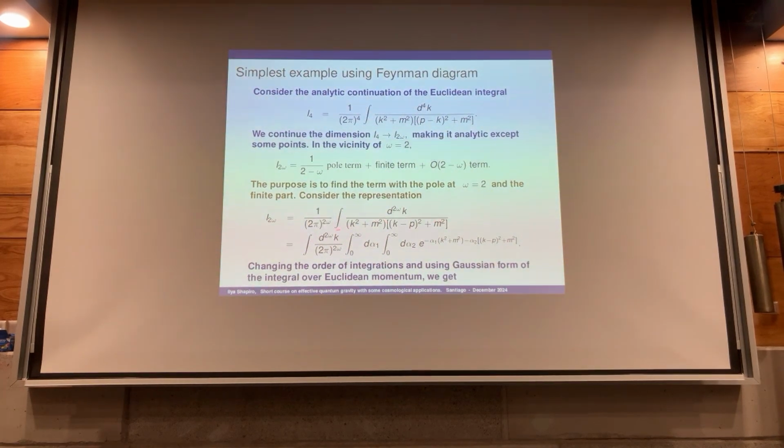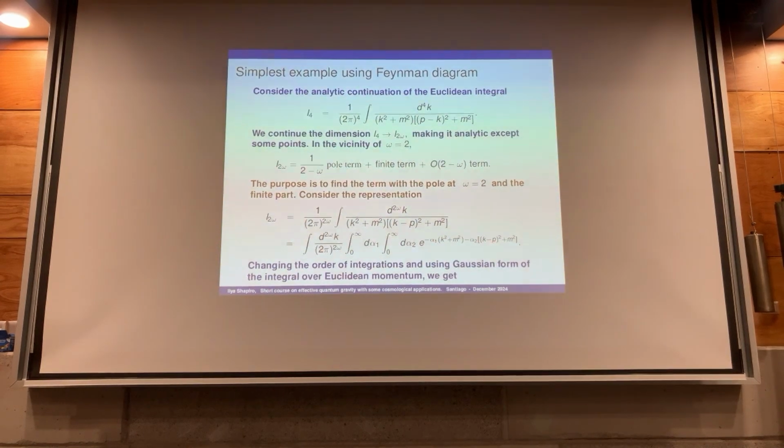So, how do we deal with this integral? First of all, we introduce the so-called Feynman parameters. In this case, two are sufficient, alpha 1 and alpha 2, and we have this Gaussian integral. Each of these denominators is transformed into an exponential of minus alpha 1 times (k squared plus m squared), or alpha 2 times ((k minus p) squared plus m squared). Then we change the order of integrations.